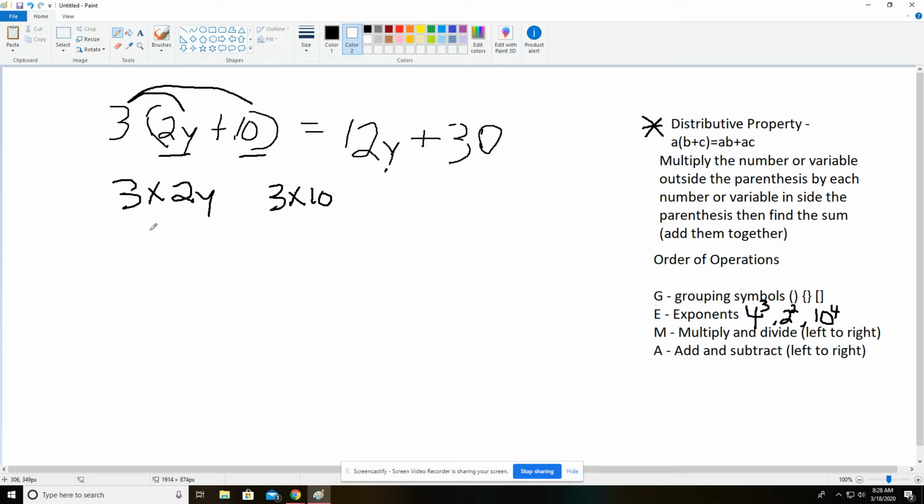When I simplify these, I'm going to be left with 6y, because 3 times 2 is 6. My addition sign just comes down, and then I'll have to multiply 3 times 10, which you know is 30. Bring down my equal sign, and then everything on the right side, so I can check my answer.